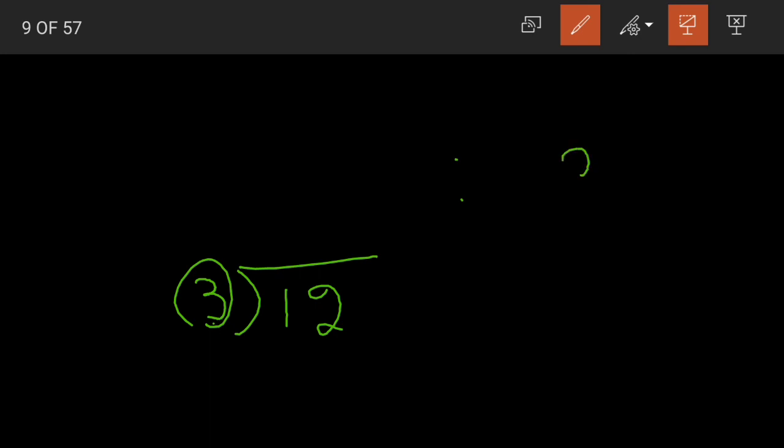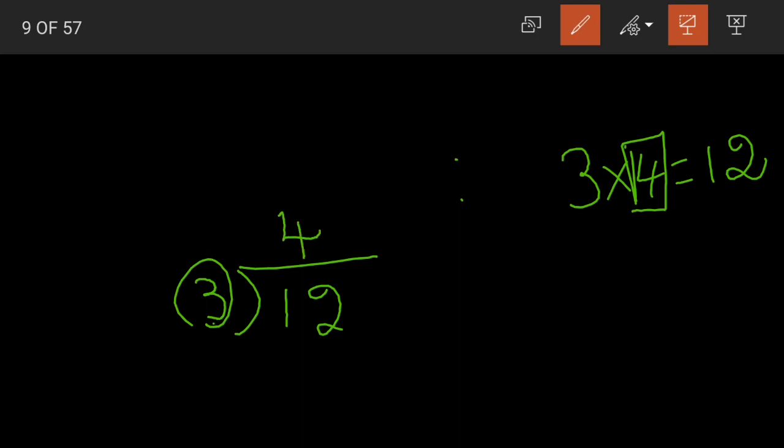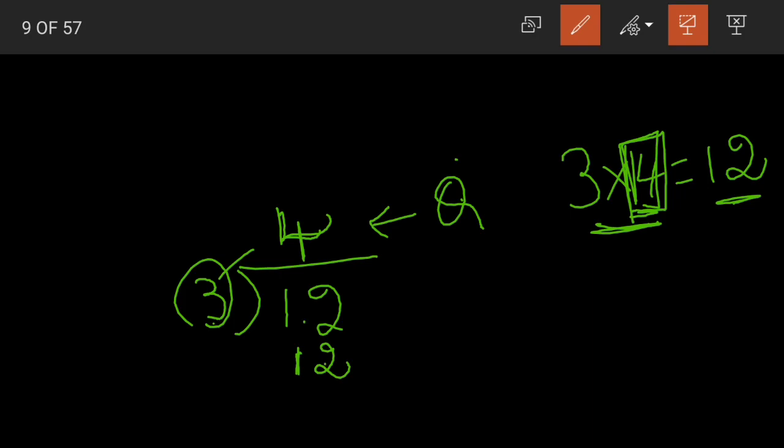Again, as we know, in 3 table we have 3 fours are 12. So this 4 is to be written on top. This 4, 3 fours are 12, is to be written on top. It becomes our quotient. Now 3 fours are how much? We got 12. So writing 12 just below this, just below our dividend. So when we subtract these two, 0 will be our answer.